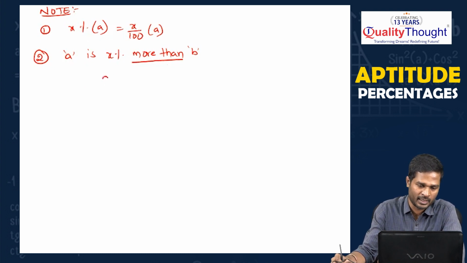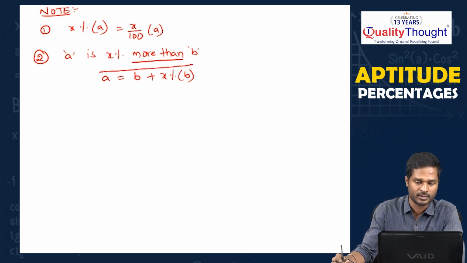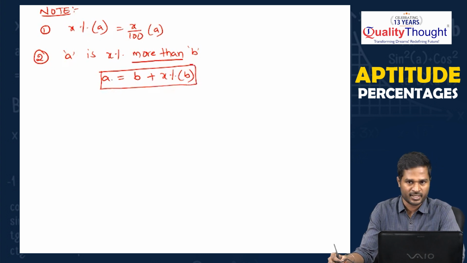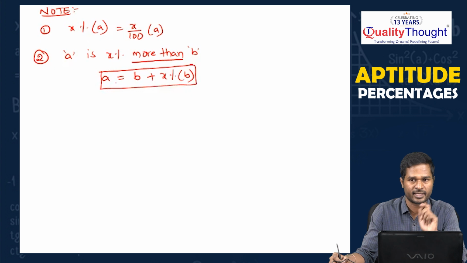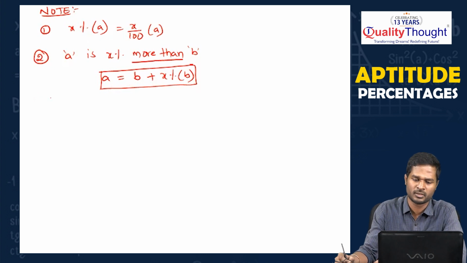So, that means a is, keep the equals to symbol, a will be equals to b value plus, on this b value it will be x percentage more. So, that means a is equals to b plus x percentage of the same b value. That means we are taking that b value and we are adding x percentage of b to get the a value. So, remember this and check that carefully. You are going to get so many questions on this to calculate.